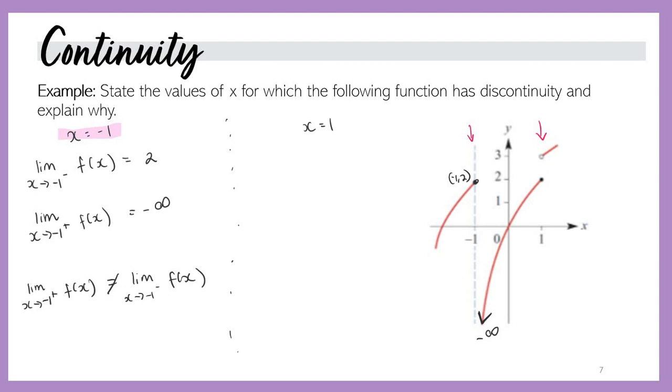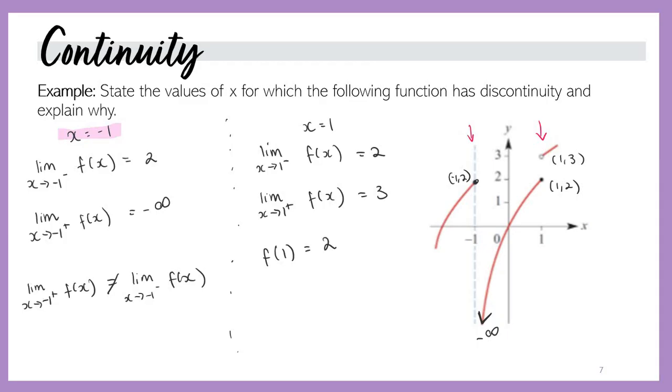Now let's consider what happens here when x is equal to +1, right? So when x is equal to +1, if I take that limit approaching from the left-hand side, I can see that my limit as I approach that is going to hit that coordinate 1, 2. Okay, so my limit as I approach from the negative side is 2. If I take my limit as I am approaching from the positive side, I can see that my coordinate here is 1, 3. Okay? The other thing to keep in mind is that f of 1 is equal to 2 due to that coloured in circle.